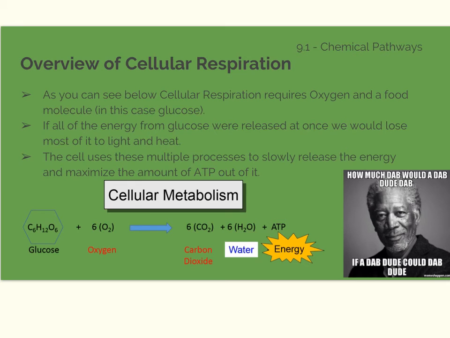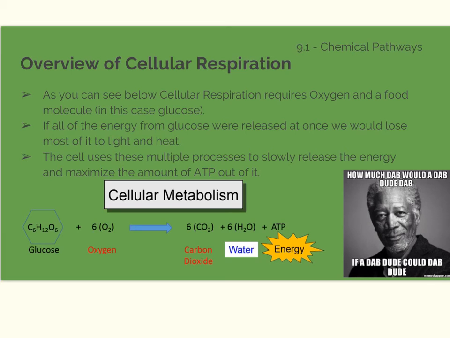All right, so as you see below, you guys already have this written down. Cell respiration requires oxygen, as well as a food molecule. It doesn't always have to be glucose, but that's kind of the best way to really break things down. If all the energy from glucose were released at once, we would lose most of it to light and heat. Remember what I said before. It is so important for your body to slowly go through multiple processes to yield as much energy as possible.